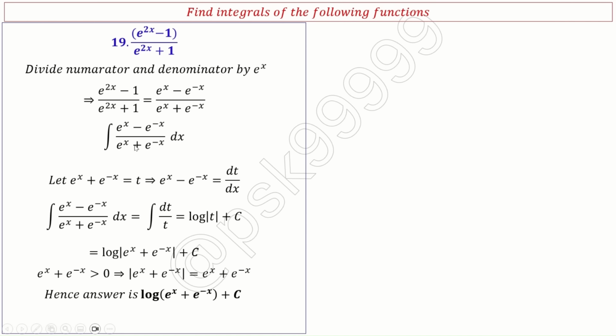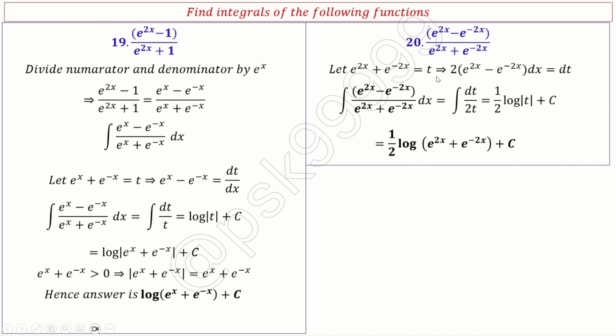Okay, so now this is the integration. Now if I take this denominator as t, then numerator into dx is my dt. Okay, e to the power of x plus e to the power of minus x is t, then e to the power of x minus e to the power of minus x is dt by dx. So this is as simple as integration of 1 by t dt, which is log absolute t plus c. So if I simplify, log of e to the power of x plus e to the power of minus x plus c. We know that e to the power of x is always a positive term, so you don't actually need the modulus. So you can call this log of e to the power of x plus e to the power of minus x plus constant.